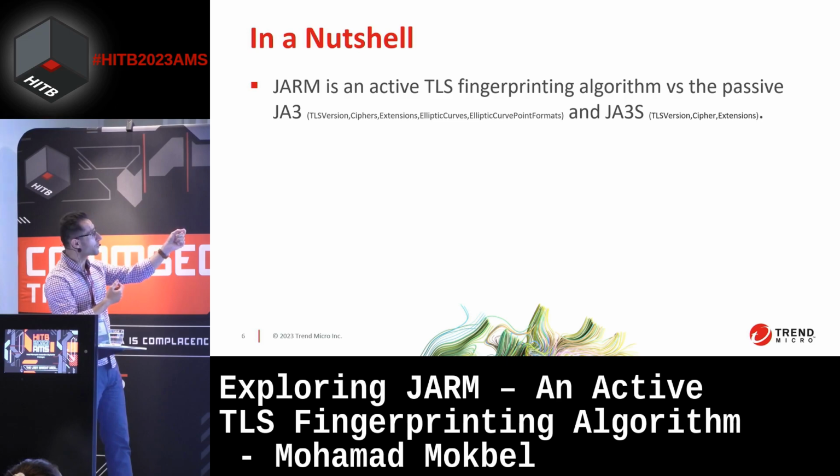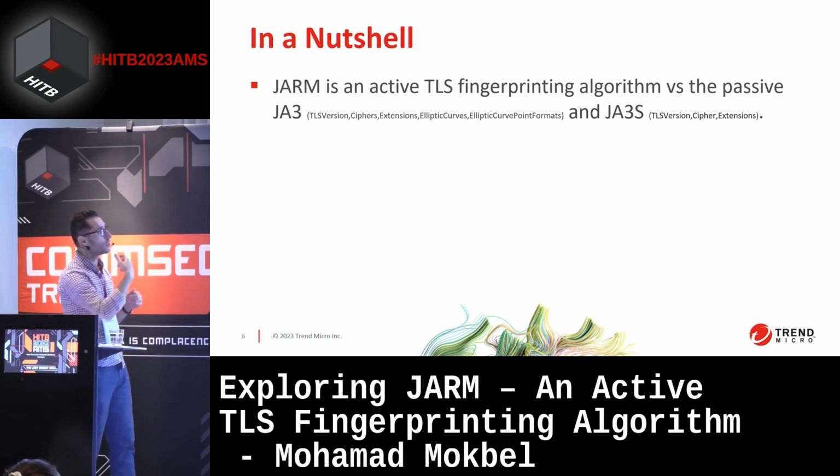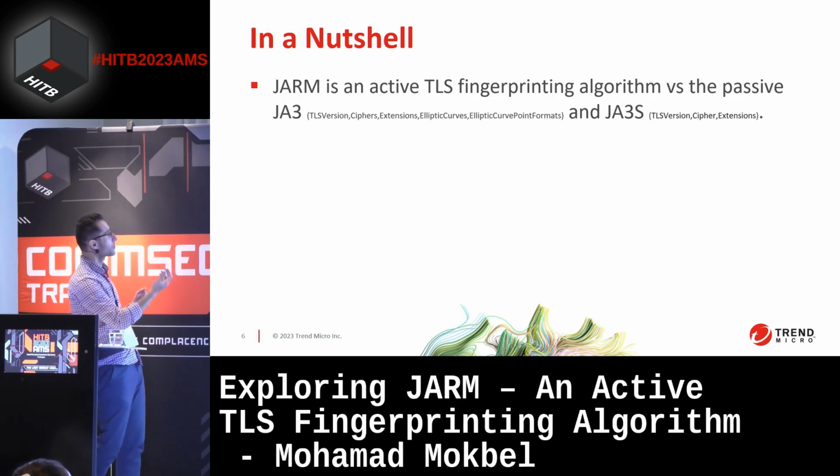And then you delimit them with a comma. And then for each of the attributes, if they have more than one value, for example, the extensions attribute, you separate them with a delimiter, a dash. And then you MD5 hash the whole thing, and then you get a hash for the GA3 algorithm. And the same thing goes for the GA3S, which is for the server hello message. You parse the TLS version, the cipher, and the extensions, and you do the same thing, MD5 hash the thing, and you get a fingerprint. That's called GA3S and GA3.